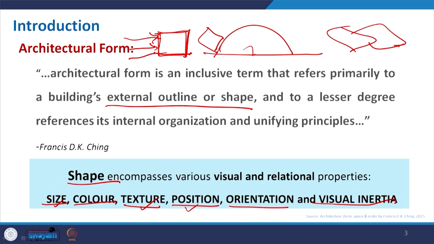We have seen some of the buildings in our previous lectures where the building is following visual stability, and sometimes it is not. So it refers to visual instability. So these are the properties of a form that make one architecture different from another.